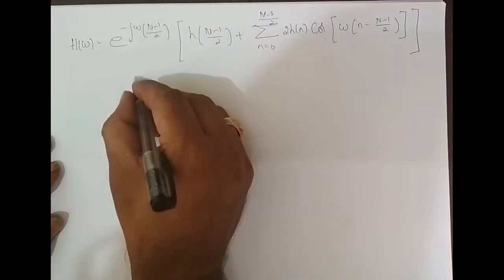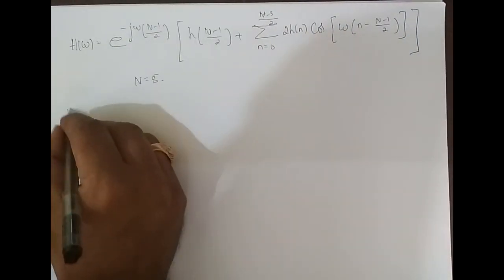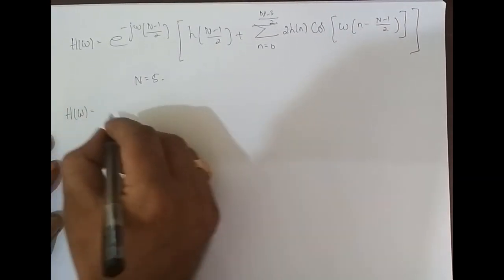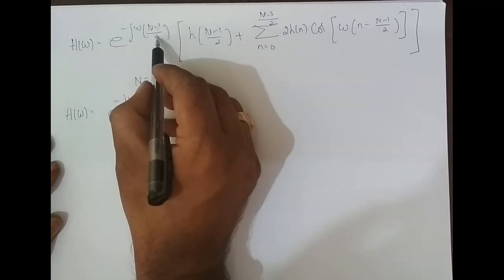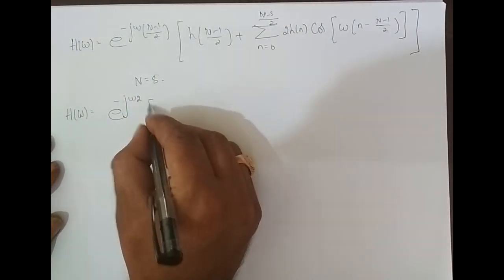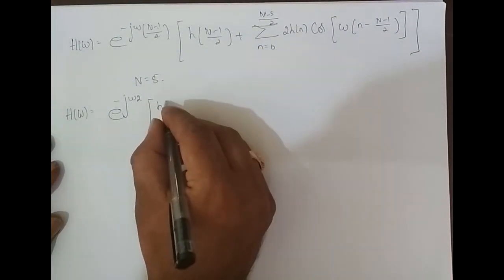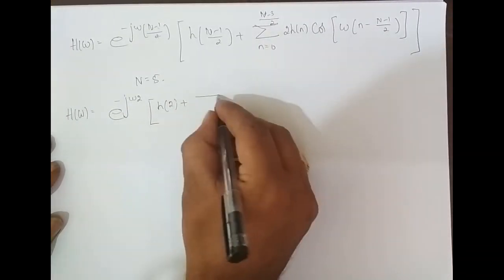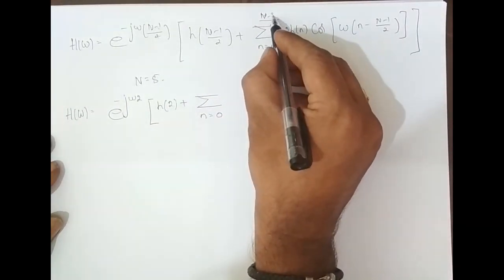So now what is n? The length is 5, right? So if I substitute the value of 5 here, h of omega is equal to e power minus j omega into 5 minus 1, 4 by 2 is 2, right? To 2 omega into h of 4 by 2, which is h of 2, plus summation n varying from 0 to 5 minus 3 is 2, 2 by 2 is 1, right?